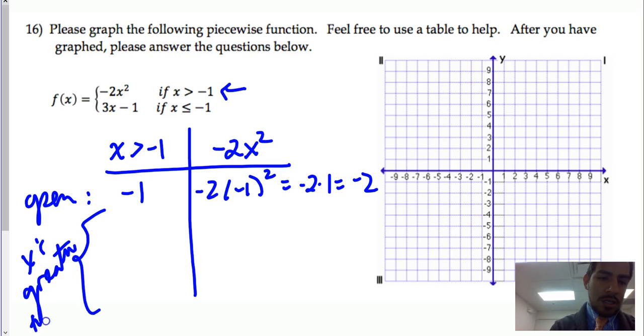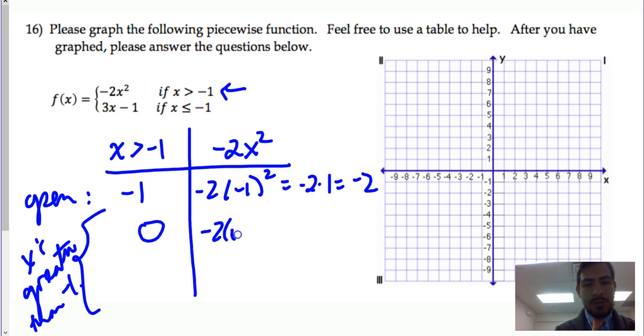Greater than negative 1. So a number greater than negative 1 could be 0. When x is 0, I get negative 2 times 0 squared. Notice again, I'm putting parentheses around the number I'm putting in each time. I get negative 2 times 0, which is 0.